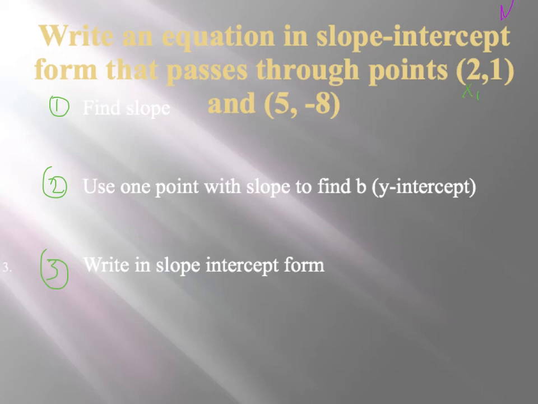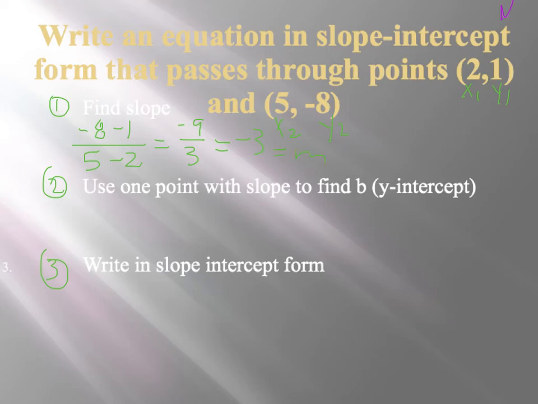So I'm going to label this x1, y1, x2, y2. So when I find my slope, it's y2, so negative 8 minus y1, here it's 1, over x2, so 5 minus 2. So negative 8 minus 1 is going to give me a negative 9, and 5 minus 2 is going to give me 3. Now I can simplify negative 9 over 3 to be negative 3. So now I know my m, so that's equal to my m.